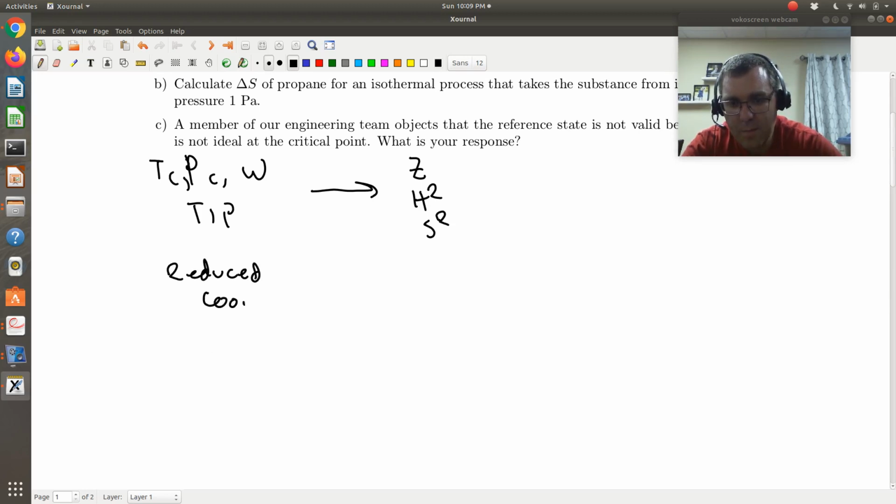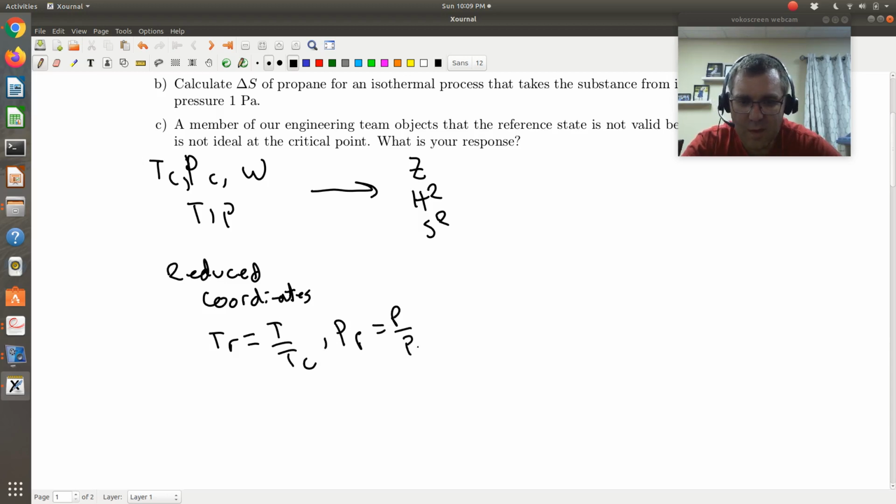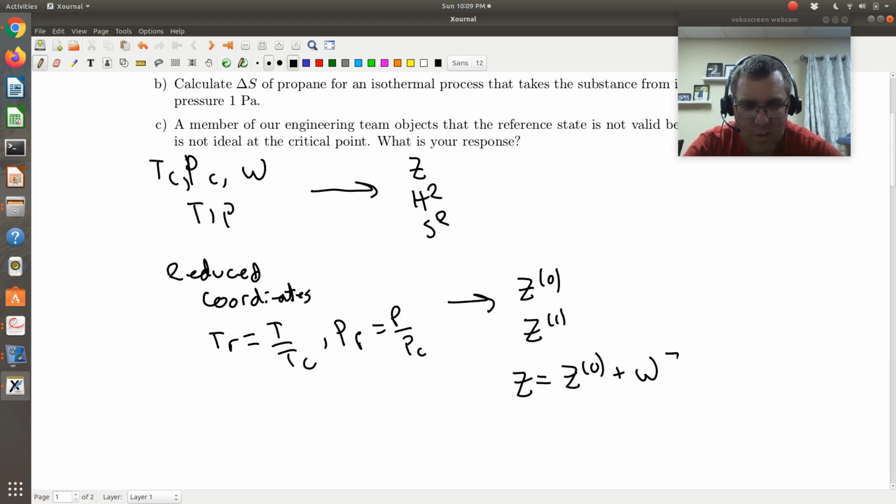So what's going to happen? Reduced coordinates: if I know TR, which is T over TC, and I know PR, which is P over PC, then I can use that to find, for the case of HR, Z, and SR, they're all the same, Z naught and then Z1. The idea being that Z is equal to Z naught plus omega Z1. Z naught and Z1 are just functions of my reduced coordinates.